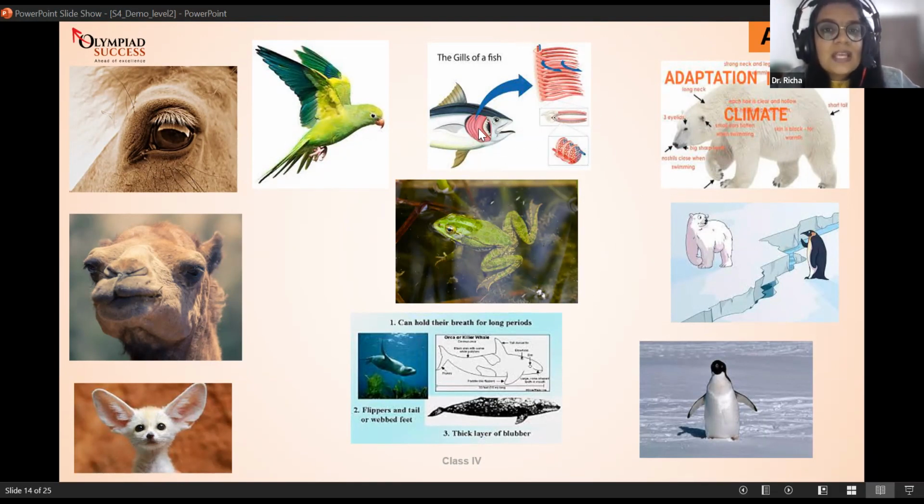Then you have fish. As I said, they have gills to breathe through in the water. You have amphibians who can breathe in the water through skin, not through gills. Their gills disappear completely once they transform from tadpoles to frog. When they are tadpoles, they breathe through the gills. Once they turn into frog, they breathe through their moist skin in the water.